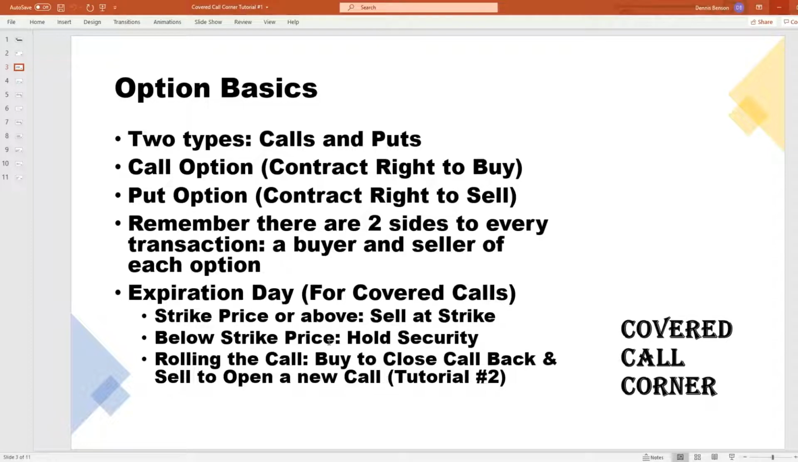Finally, there's a third option on expiration day. You can roll the call, which means you buy to close the call position. So you're buying to close the call, and then you're selling to open a new call, probably for the next week or the next month, possibly at the same strike price, maybe at a new strike price. But all of that information about rolling calls will be covered in tutorial number 2.